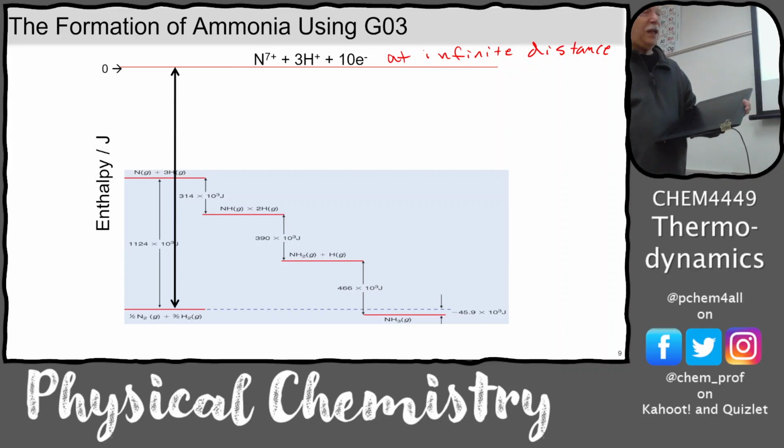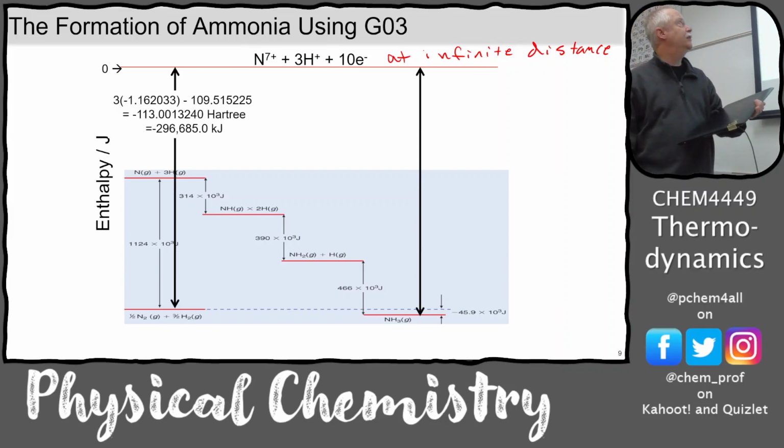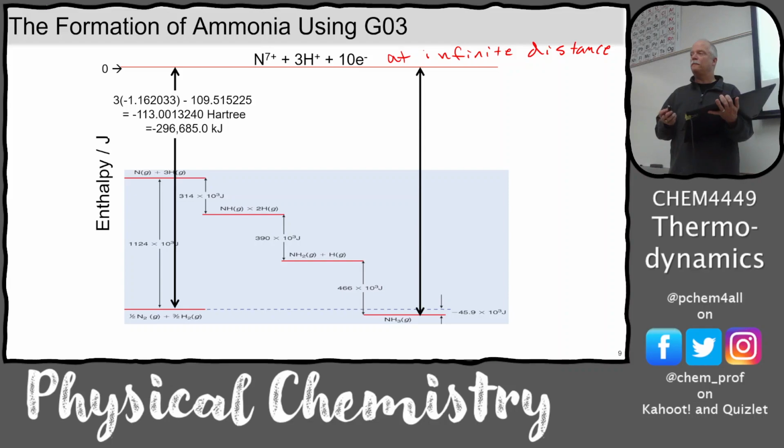Okay. And so we could do the same kind of thing. We could calculate all of these. We could calculate the uphill of stripping all the electrons and everything off of our nitrogen and hydrogen, and then we could calculate the bringing everything together to make ammonia, and we could take the difference between these two. So here, this difference is negative 296,685 kilojoules. That's an enormously negative thing because we've made a couple of stable molecules.